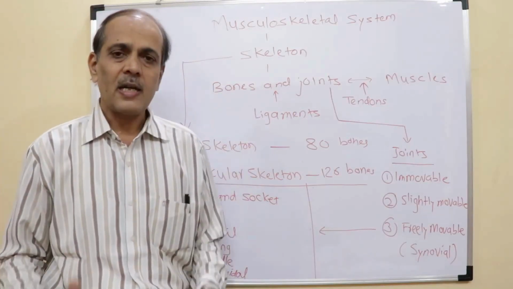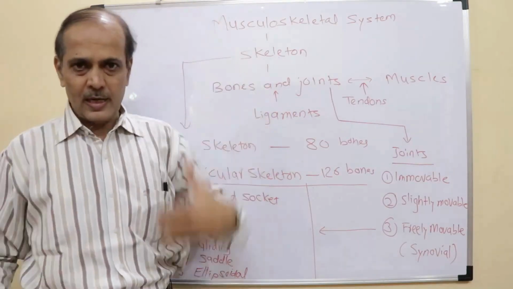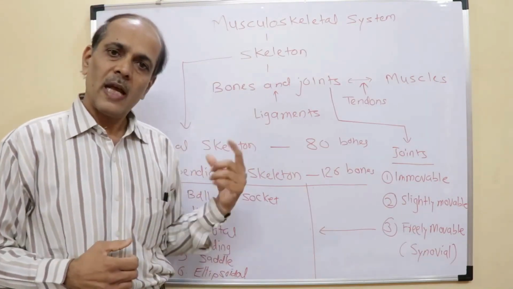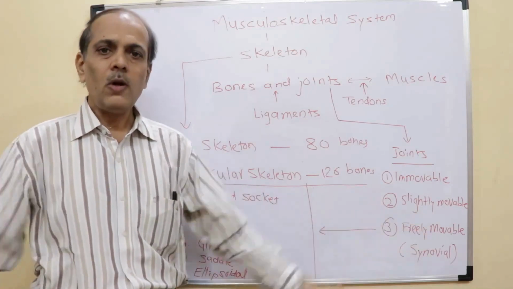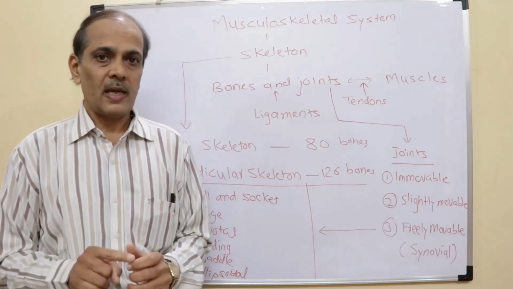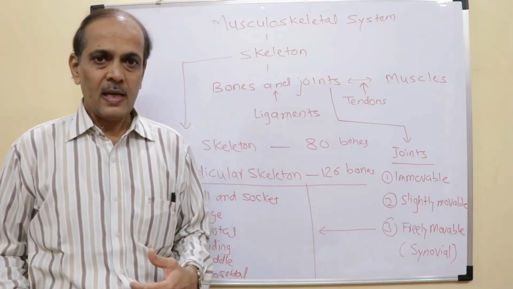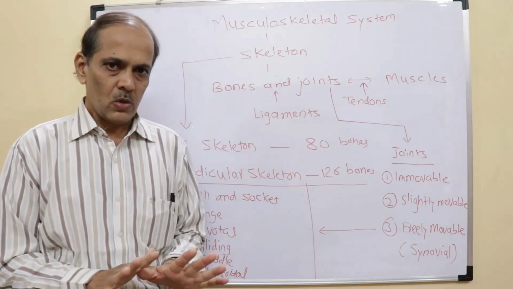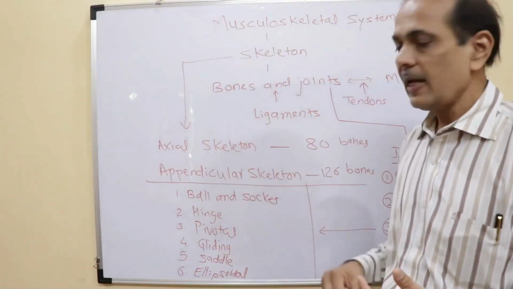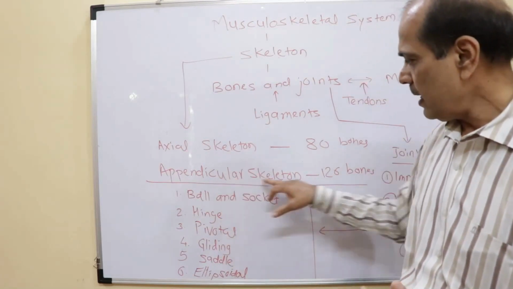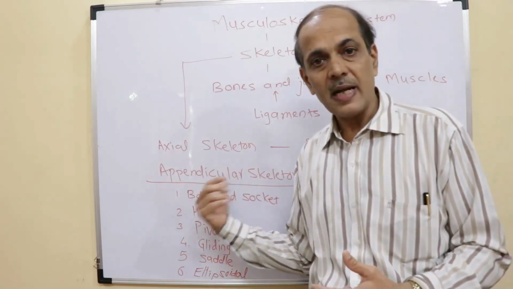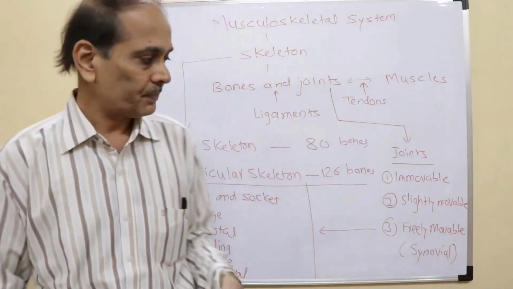Now if I look at the skeleton once again, the main part of the skeleton, that is in the axis of your main body, is called the axial skeleton, and your four limbs, two hands and two legs, are called the appendicular skeleton. This axial skeleton has 80 bones. So out of 206, if 80 are gone, then you will find 126 come in the appendicular skeleton part. That means it has more appendicular bones than your main axial skeleton.